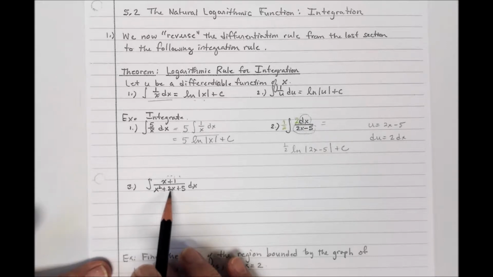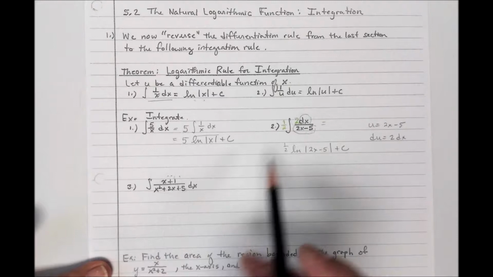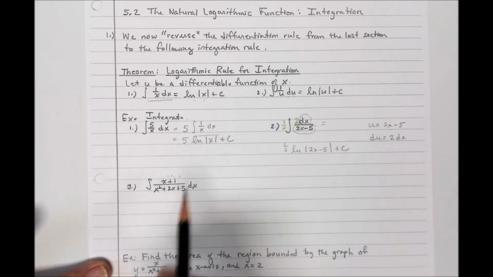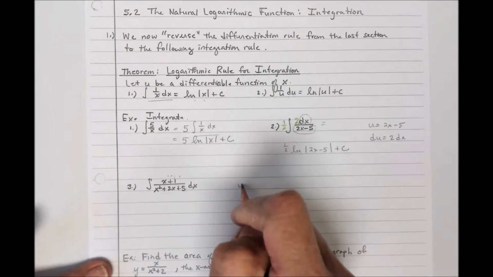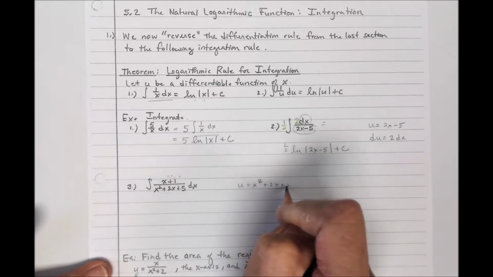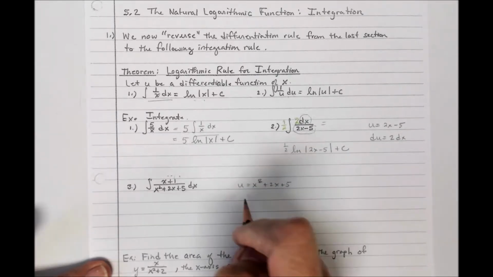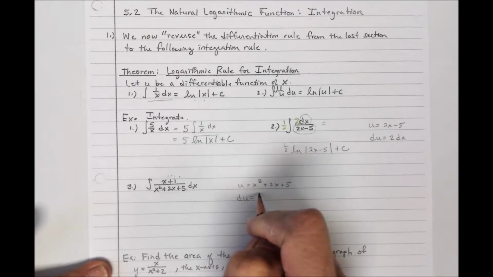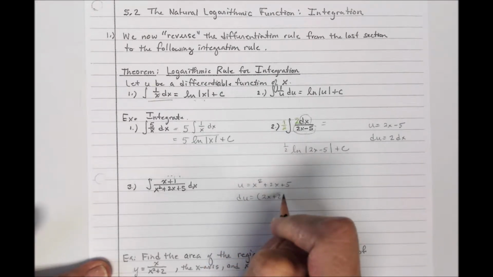So I'm thinking that if it's going to work with this big expression in the denominator, I'm going to see if it's the du over u. So if this is my u, if u is equal to x squared plus 2x plus 5, then du would be the derivative of that. That would be 2x plus 2, all that dx.